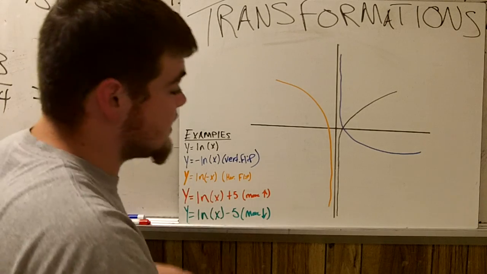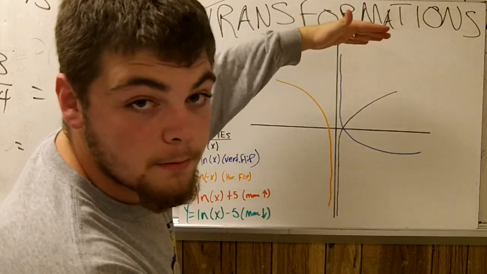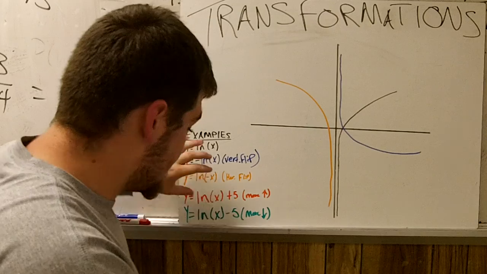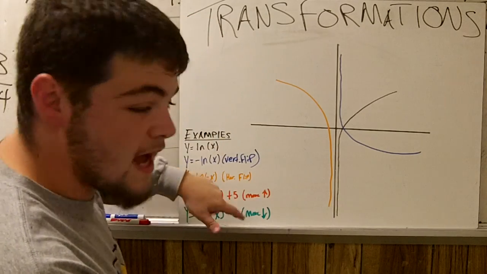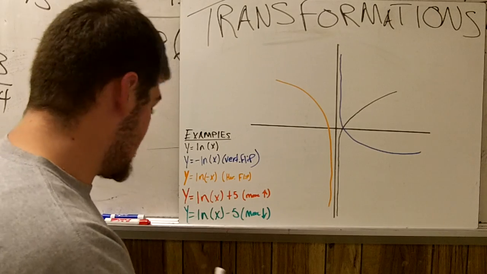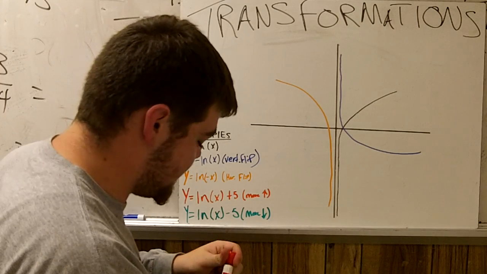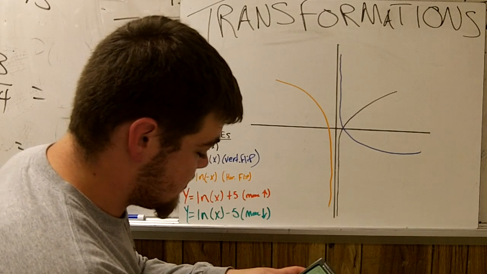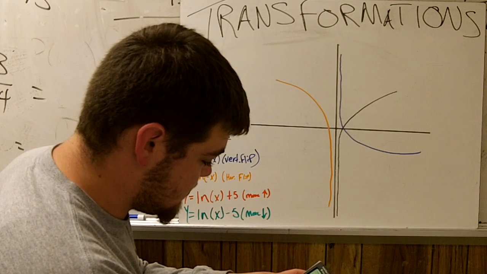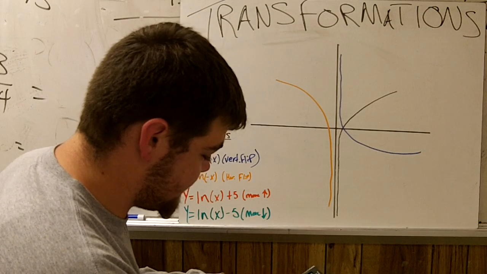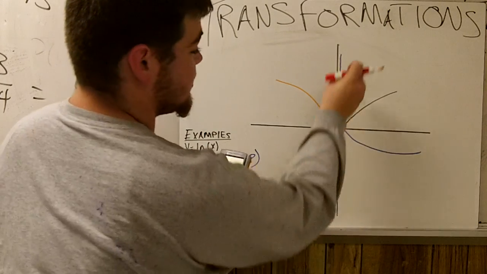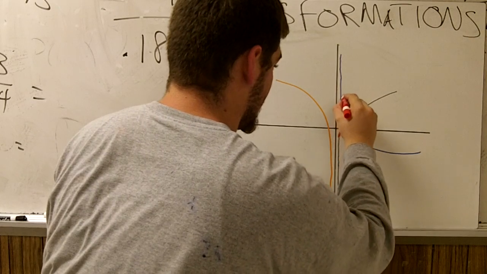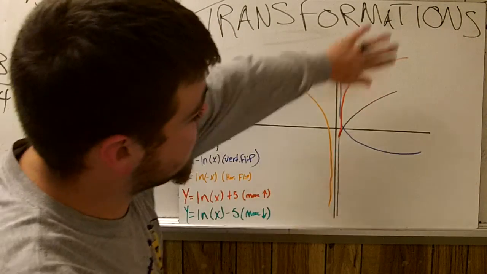If you want to move it, say you just want to take the regular function and move it up 5 places, make sure you close the parentheses and you move it up. It'll move it up 5. If you add, it'll move it up, subtract, it'll move it down. Say we added 5. You put it into your calculator, ln of x, close parentheses, plus 5. And it'll take the whole line and just shift it up 5, so it'll look something like this. It'll just come up.